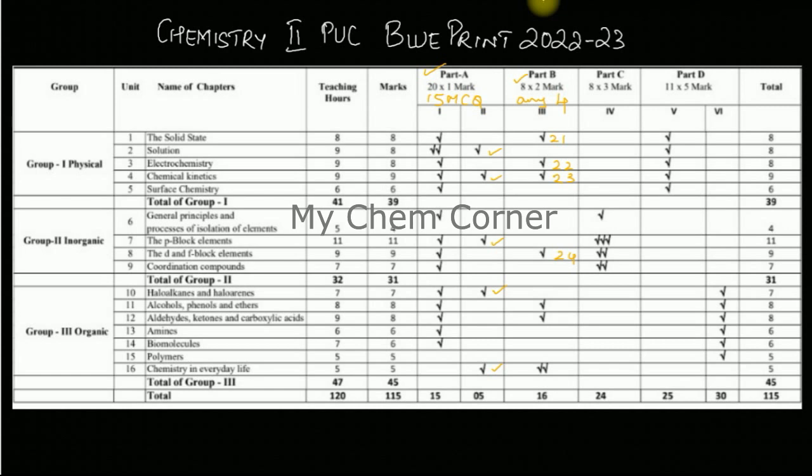Then they can ask a question based on what is lanthanoid contraction, give any one consequence of it, or give a cause of it. So these kind of questions can be asked under the 2-mark questions that's coming from the d and f block. Basically give-reason kind of questions can be asked over here.